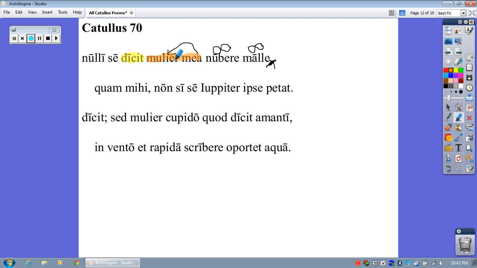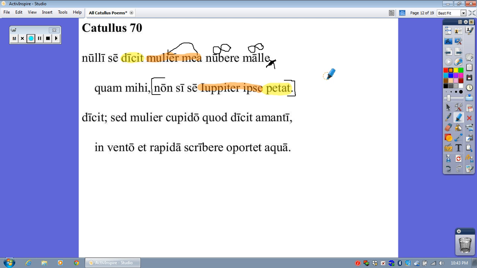So now, do we see any clauses anywhere? We sure do. Do we see si there? Si meaning if, and we're going to end it here at petat, the end of the sentence. Petat happens to be our verb in this clause. I feel like petat is spelled strangely. It must therefore be present tense subjunctive, which it is. Who's the subject of petat? Looks like it's going to be old Jupe himself, Jupiter ipse.